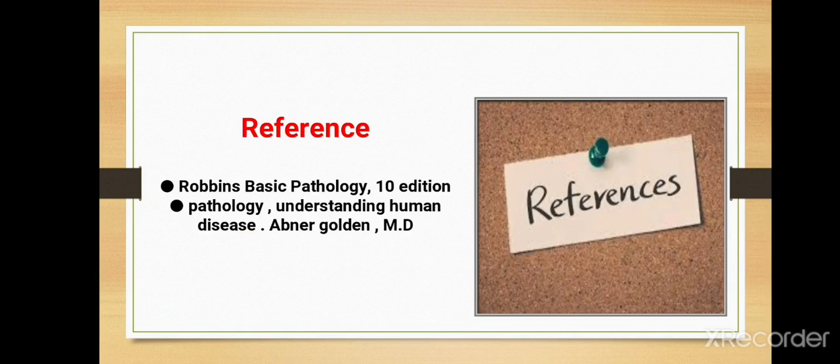The references of my seminar were Robbins Basic Pathology and Pathology: Understanding Human Disease by Abner Golden.